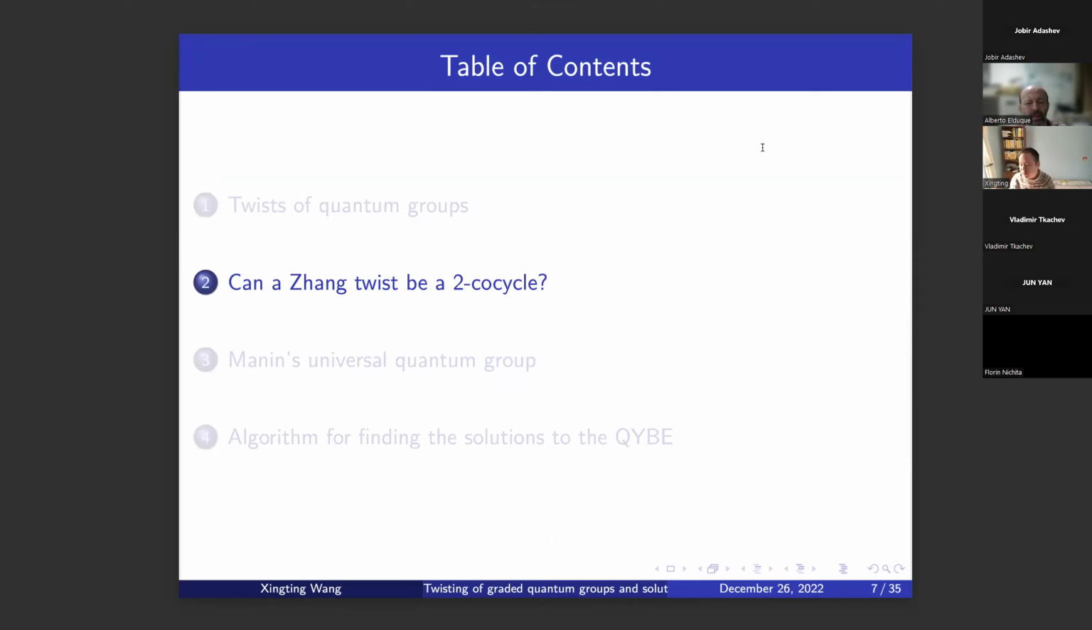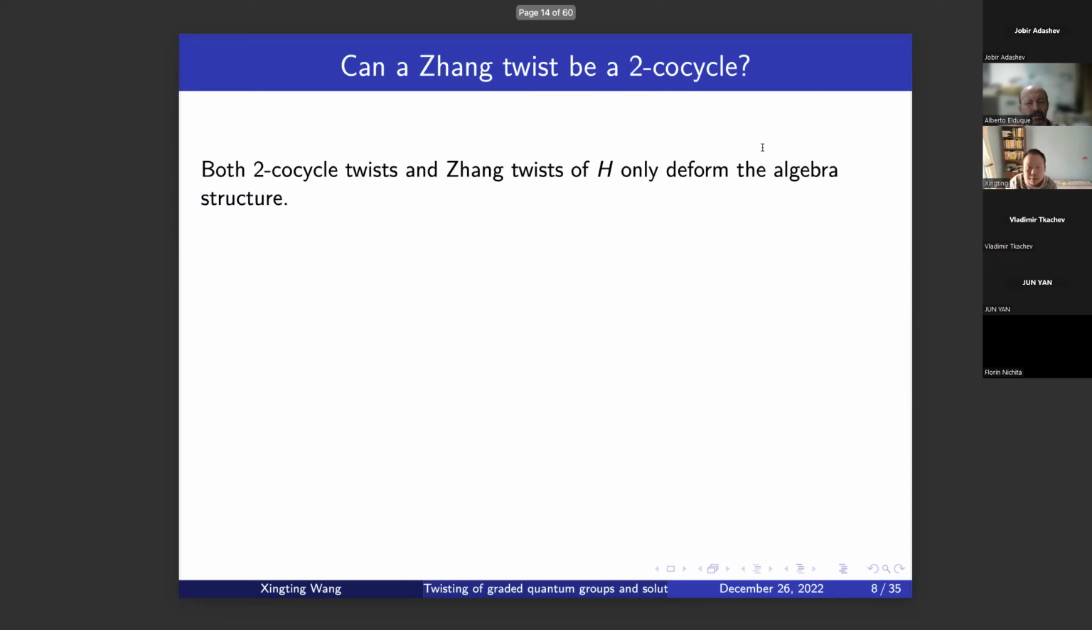So it'll be a very specific question I want to answer, and it's already in the title. How can a Zhang twist actually be a two-cocycle twist? Let me be more precise. We know we can deform the algebra structures by the previous descriptions, two-cocycle or Zhang twist. But we know both twistings need some conditions on A. For example, two-cocycle twist needs A to be a Hopf algebra, while Zhang twist needs the algebra to be Z-graded, at least.